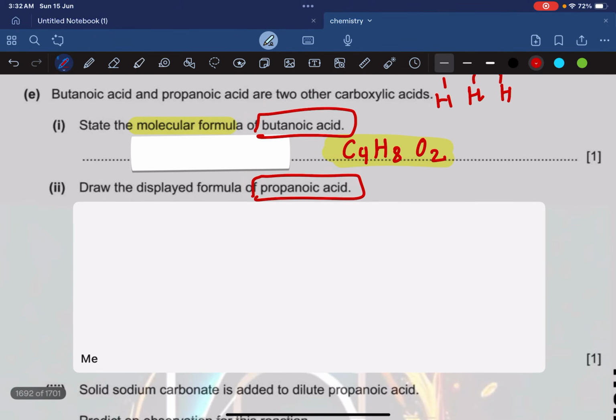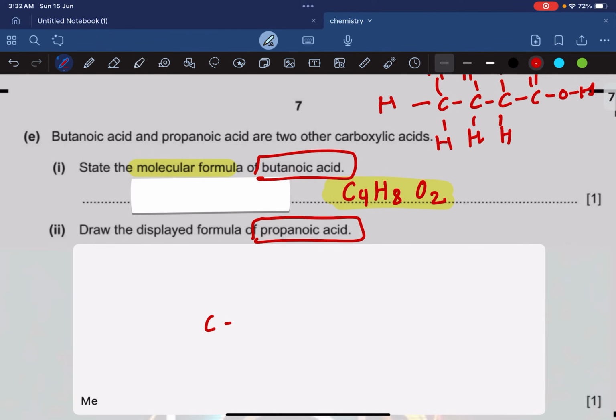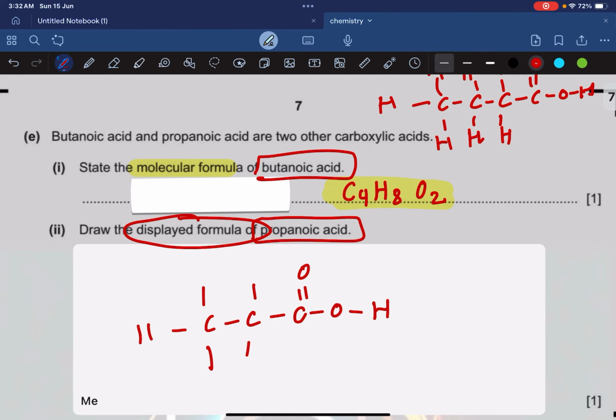So draw the displayed formula of propanoic acid. It's going to be 3 carbons. Because it's displayed, we have to display each and every bond. Even if you've written it like this, double bond OH, that's wrong. This is not a displayed formula. For a displayed formula, you have to show this OH bond. You have to open this OH bond like this. Okay, so you do this, and I guess that's going to be your propanoic acid.